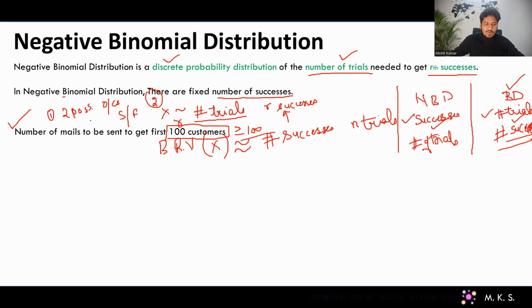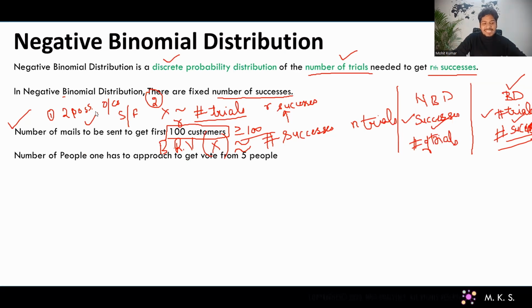Okay, so these are the two conditions for the trial to become a Bernoulli trial, right? I hope this example is pretty clear, and this is the most popular application of your negative binomial distribution, right? Now let's see a few other examples.